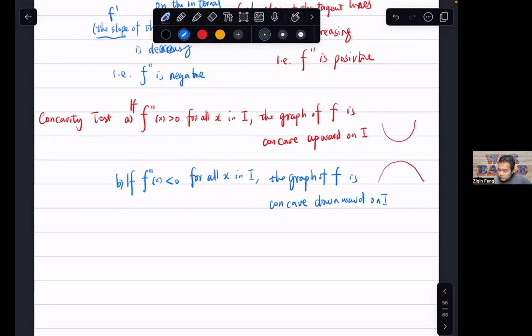Let me use blue for a second. Okay, so let's see an example.